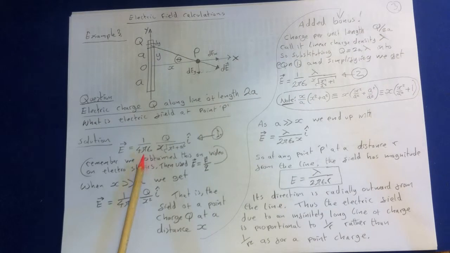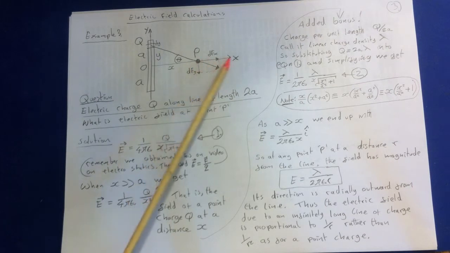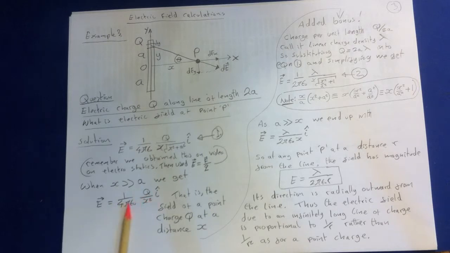When x is much larger than a, this becomes approximately 1 over 4 pi epsilon naught, q over x squared, in the i direction. So the resultant is going in this direction. This is the field of a point charge q at distance x, and so we can use that for this.